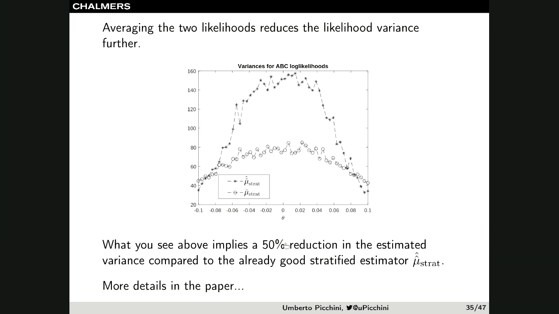So what we obtain here is that if we don't do this averaging, this is the variance of the ABC likelihood with stratification. If we do this averaging of these two different likelihoods, this is the variance of the averaged likelihood by swapping these samples. So we have a 50% reduction.